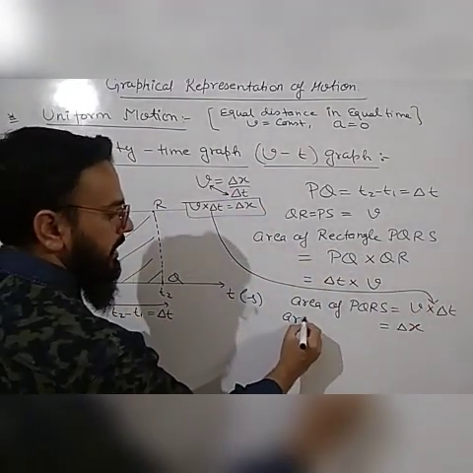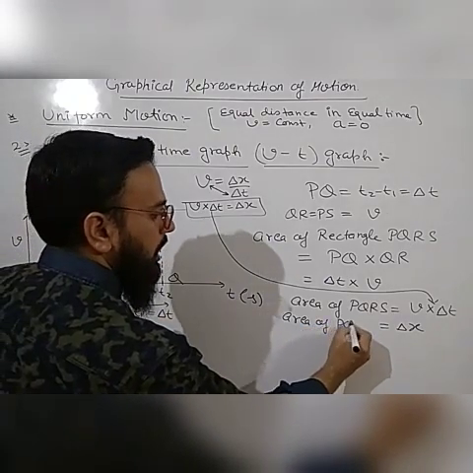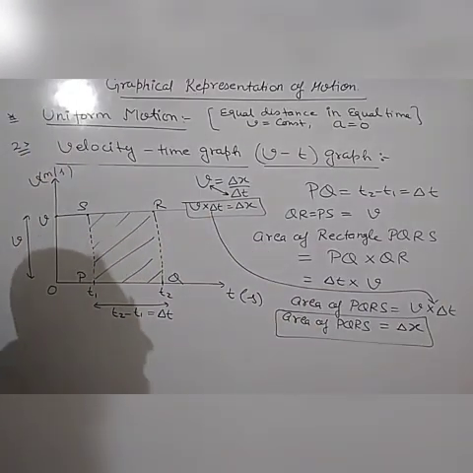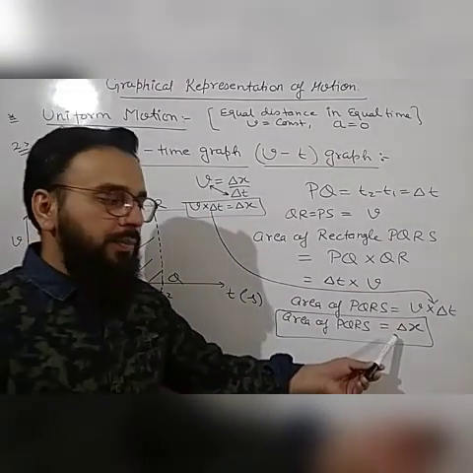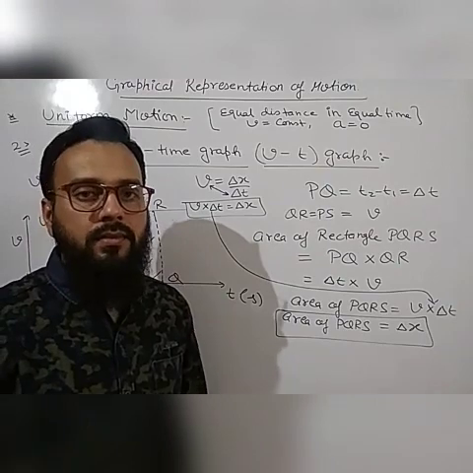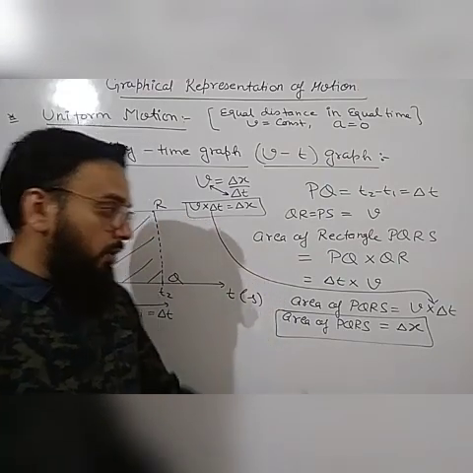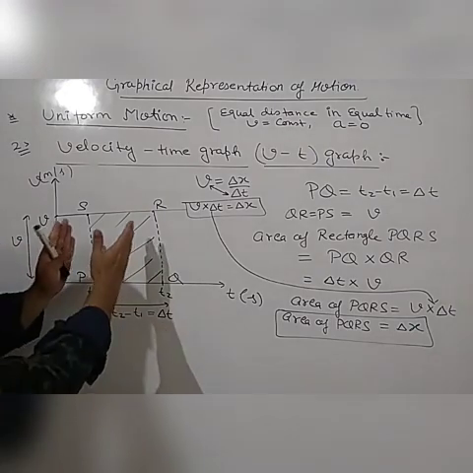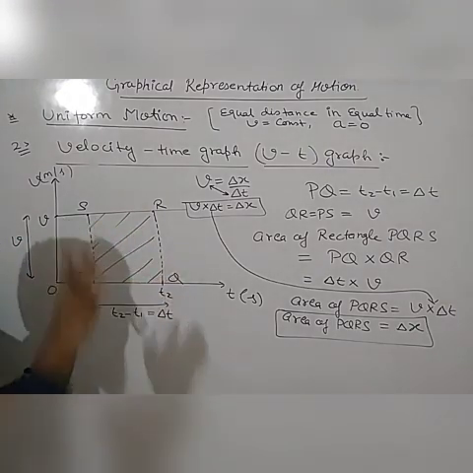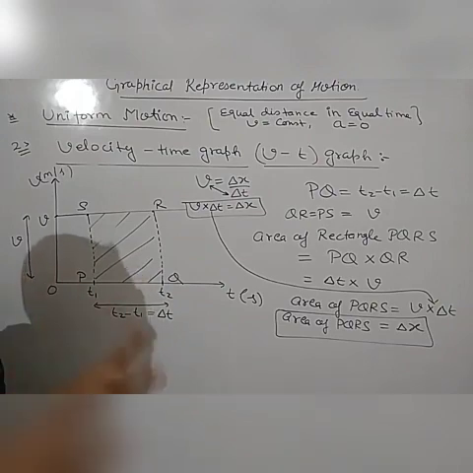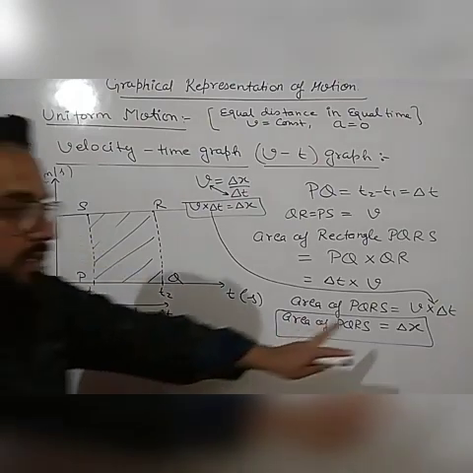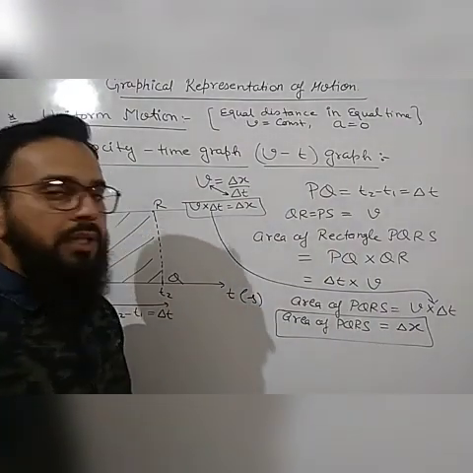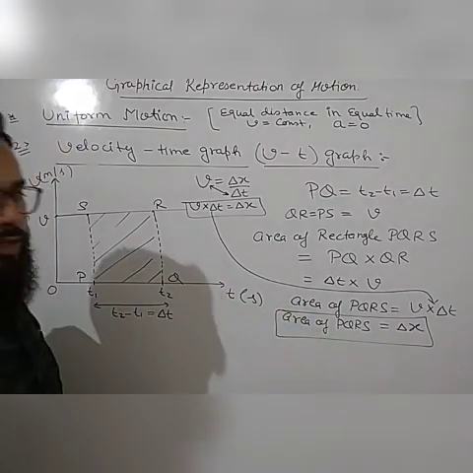It means the area of the PQRS rectangle is equal to delta x. And what does delta x represent? Delta x represents displacement. Okay. So what can we say here? We can say that the area under the velocity time graph between any two time intervals gives us the displacement. This is the main point which we have to remember. And we have derived this thing here.